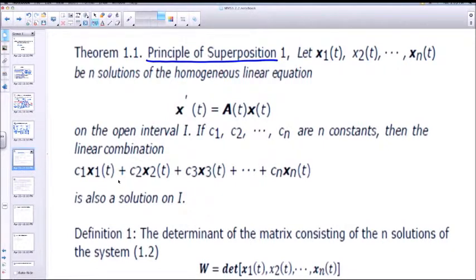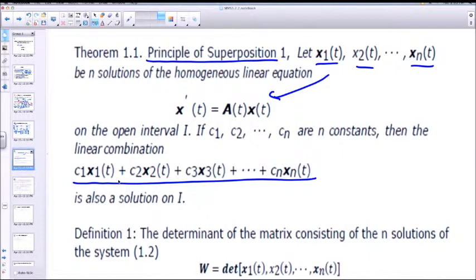It means if you have n different solutions, each of them solve this, and then if you add all together with the different multiplications, it's still going to solve this. To make it simple, let's go this way. x1, c1 plus c2 x2. I just do 2 of them.